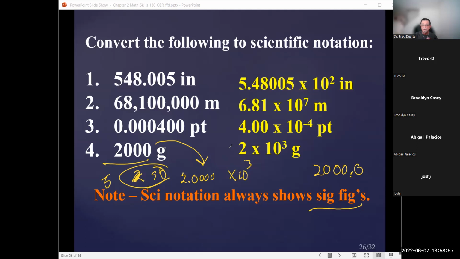The point being is when you have a mathematical problem, and it's ambiguous as far as you're not quite sure about how to write the answer with the correct number of sig figs, convert it to scientific notation, okay? There's no question there that you will write it with the correct number of sig figs.